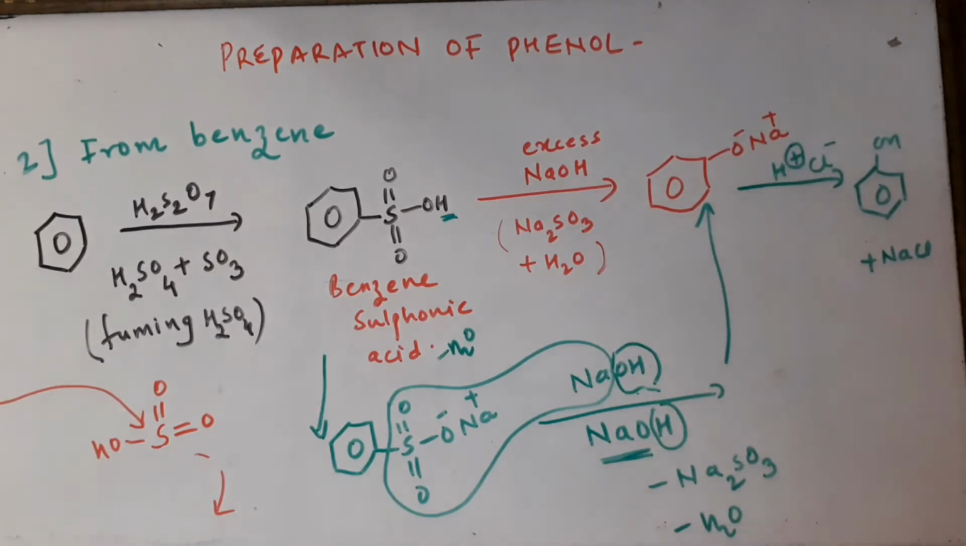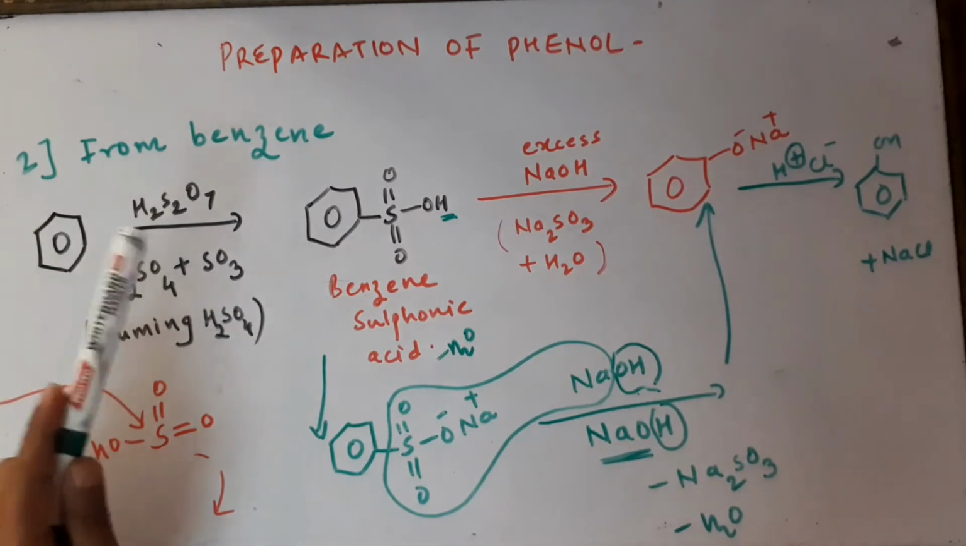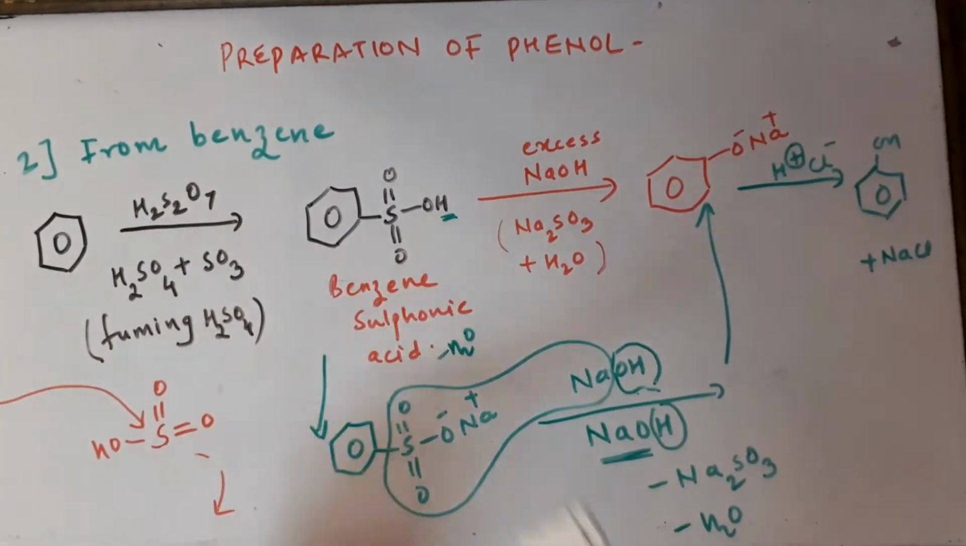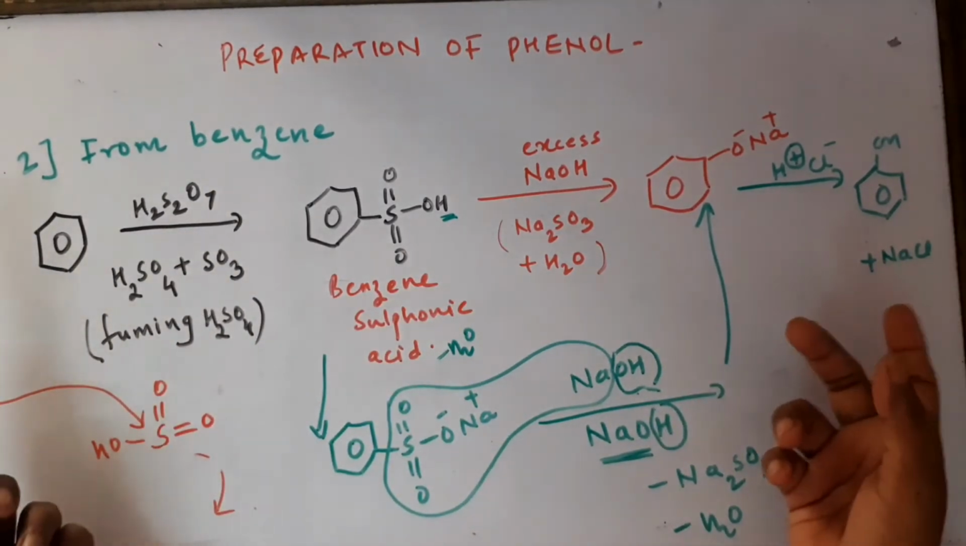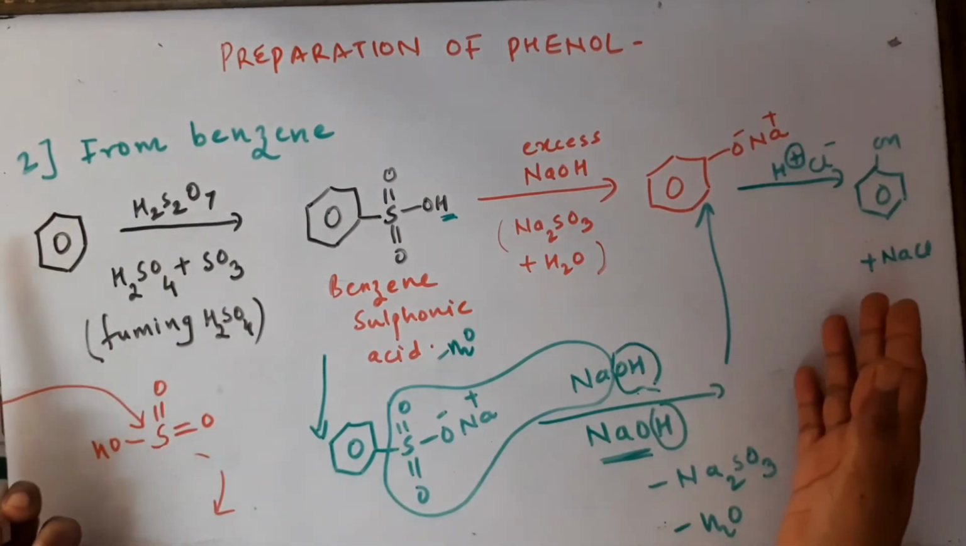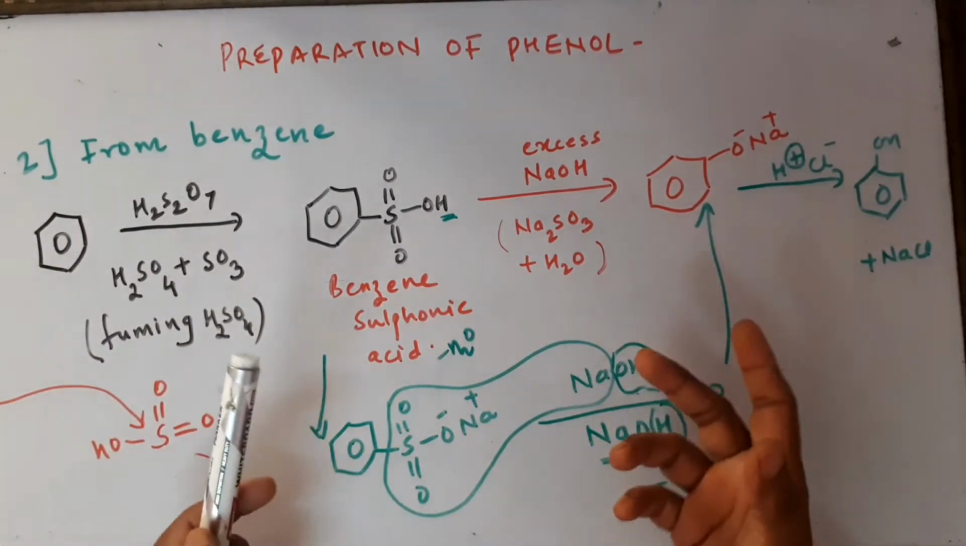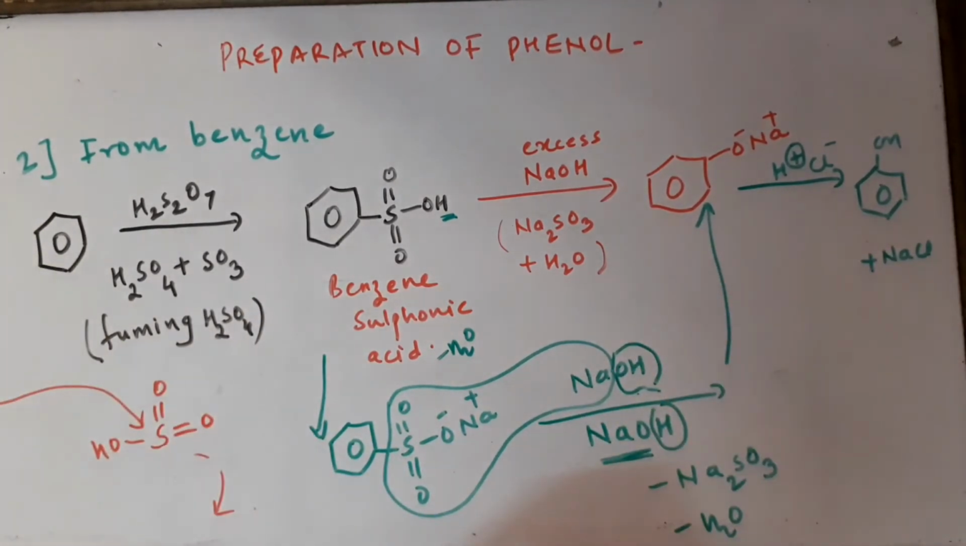Now what kind of questions can be asked in the board exam? Simple. You'll be asked a question like, if you're given benzene and some inorganic chemicals like sulfuric acid and sodium hydroxide, how are you going to prepare phenol? Naturally, they're asking you this method, so you write it down. Or in conversions, you may be required to prepare it.